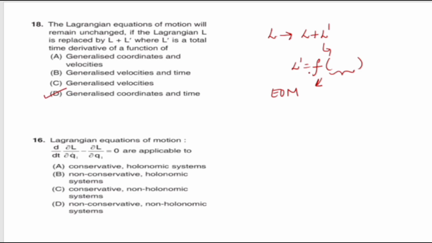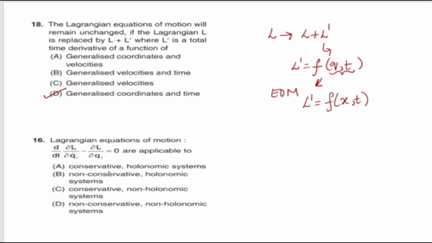If my function is depending on the generalized coordinate, that is q, and time, it means that L prime will not change the equation of motion, meaning my equation of motion remains the same for both Lagrangians. So it is a function of x comma t. My L prime is a function of x comma t. Okay. Let us go to the next question.